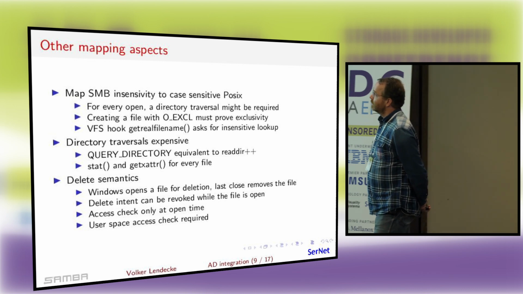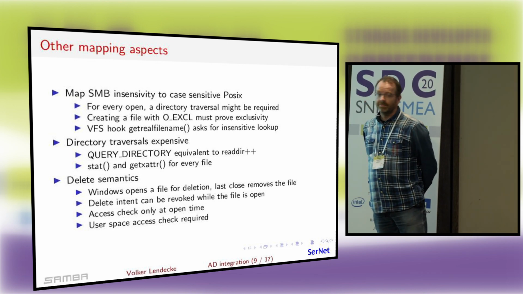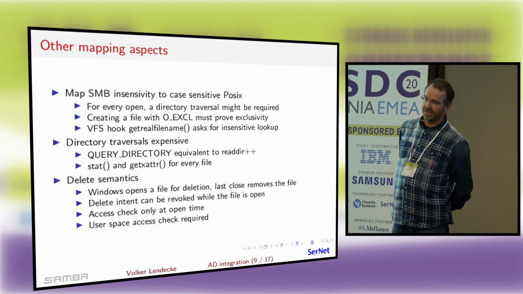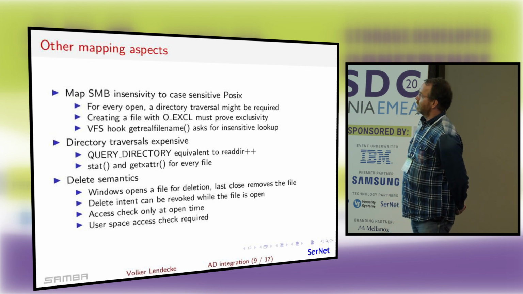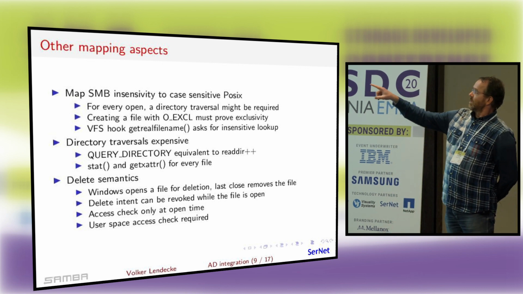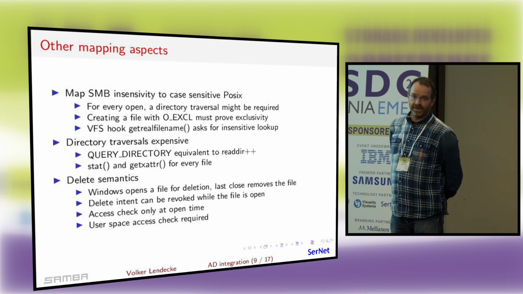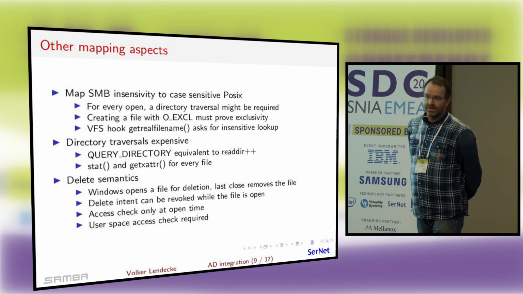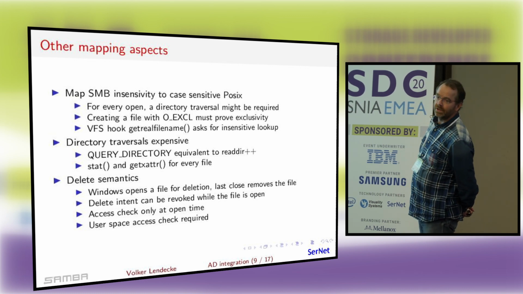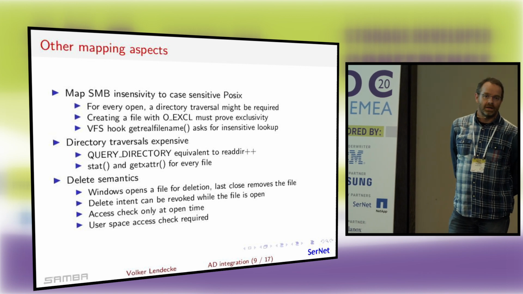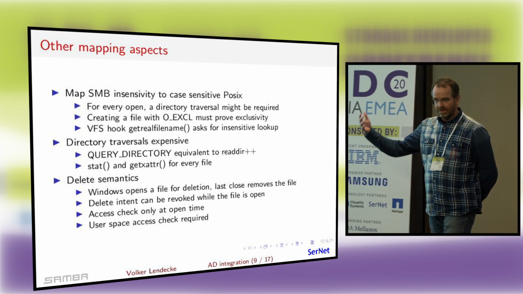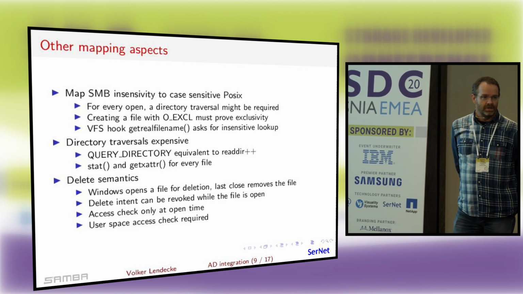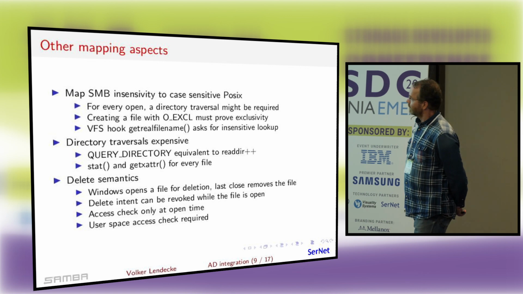Directory traversals, query directory it's called in SMB. This is essentially a readdir plus plus. The client can specify what kind of detail they want. In Unix, this means that we have to manually get a lot of metadata from a file, stat and getxattr, a lot of them. So you can hook into our VFS readdir and just cache the information in advance and so on. However your implementation looks like down below, we need this to be fast.